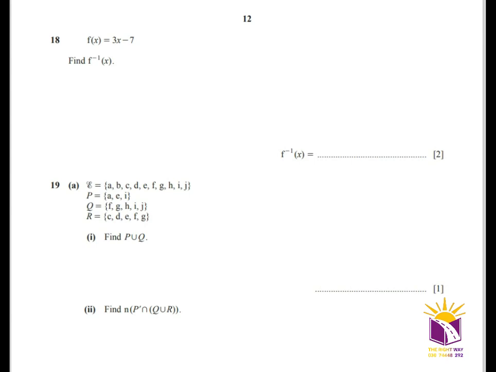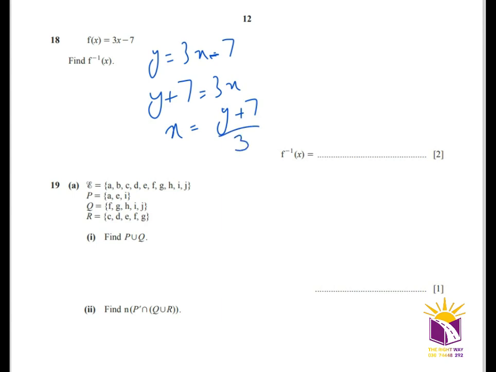Question number 18. f of x is equal to 3x minus 7. You have to find f inverse of x. First of all, I am going to write y is equal to 3x minus 7. First step, you have to write y in the position of f of x. Now make x the subject. So y plus 7 is equal to 3x and x will be equal to y plus 7 divided by 3.